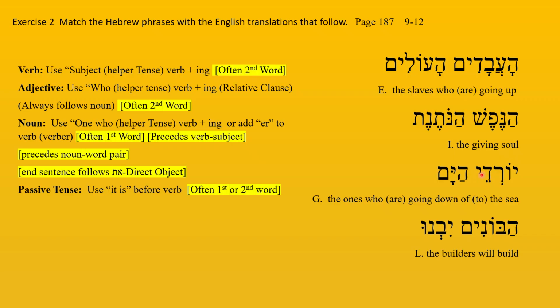So this also tells you what? The A tells you that this is the first word of a word pair. So that's your second clue that it is a noun, it doesn't have anything to do with anything else but a noun. So the ones who are going down. Now here's where you have to use some common sense in the translation. Literally, it's the ones who are going down of the sea. But that doesn't make sense, so you change that to the sea. The ones who are going down to the sea.